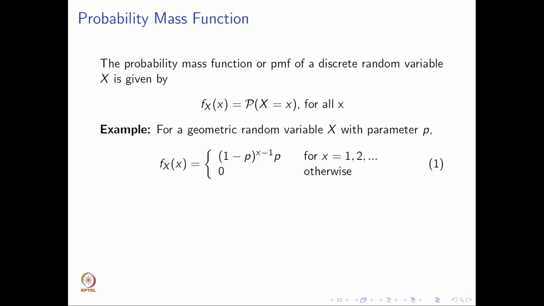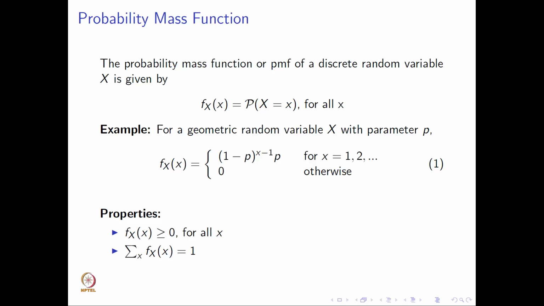The probability mass function or PMF of a discrete random variable X is given by fX(x) equals probability of X equals small x for all values of small x. Thus, for a discrete random variable, the probability mass function gives the probability that the random variable is equal to some value. For example, for a geometric random variable X with parameter p, the PMF is given as fX(x) equals (1 minus p) raised to the power x minus 1, into p, for the values of x equals 1, 2 and so on, and for other values of x the PMF is equal to 0.